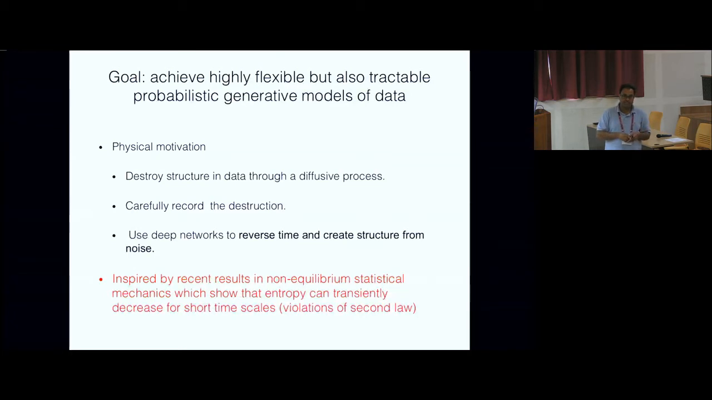Okay? This is inspired both at an intuitive level and at a mathematical level by recent results in non-equilibrium statistical mechanics, which show that entropy can transiently decrease for short timescales. Think of the Jarzynski inequality and the fluctuation theorems that show that the second law of thermodynamics is, of course, fundamentally statistical, and for small systems, entropy can transiently go down, which means you can create order from noise transiently. These are so-called violations of the second law, but they're not really violations.